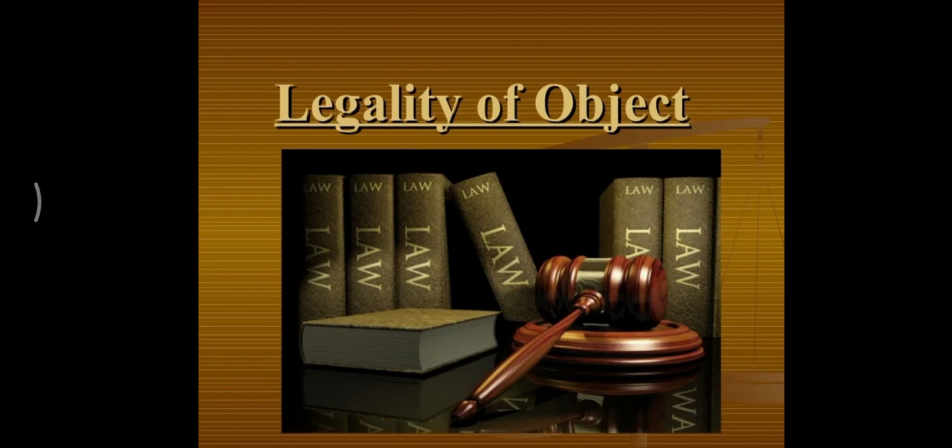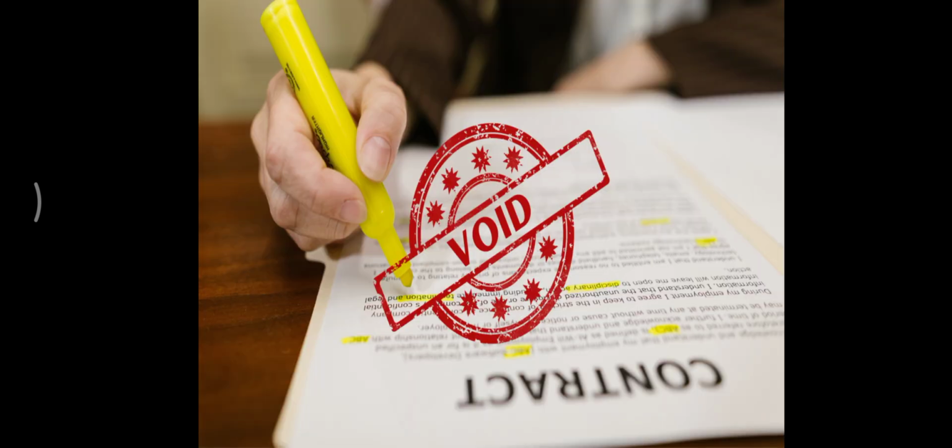Next would be a lawful object, which is legality of object. The object of the agreement must be lawful. In other words, the object must not be illegal, immoral, or opposed to public policy, according to Section 23. If an agreement suffers from any of these legal flaws, it would not be enforceable by law. And next would be agreement not declared void. The agreement must not be expressly declared void by any law in force in the country. This is to be highly maintained.